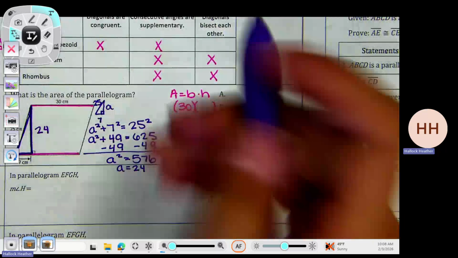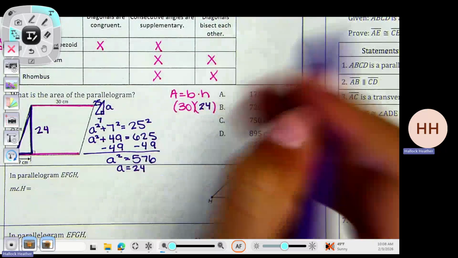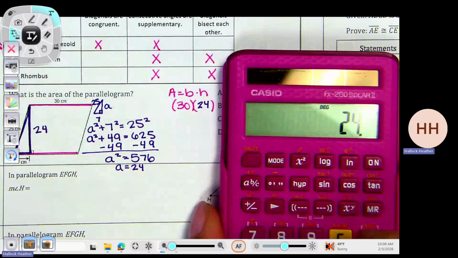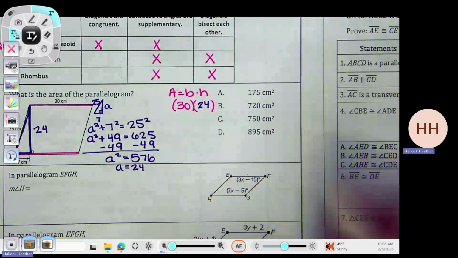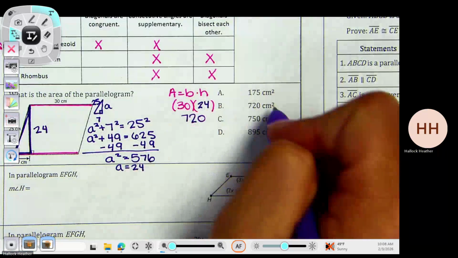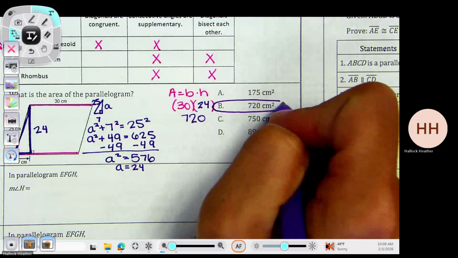So I'm going to put that in my formula. I'm doing 24 multiplied by 30, which is 720.